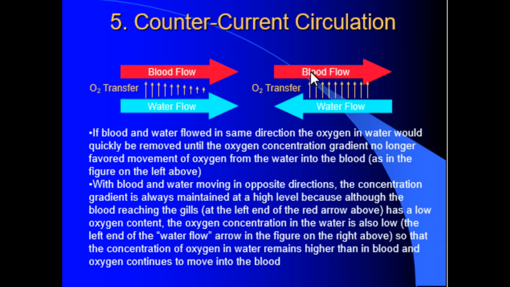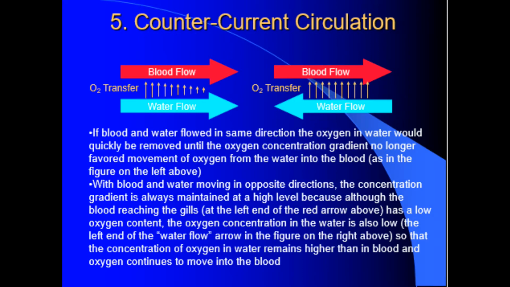And the blood is flowing this direction, but if you just look at the concentration, it's a lot lower here by the B than it is here by the F. And so even a small amount of oxygen in the water is higher concentration than the amount of oxygen in the blood, and you have this continued movement.